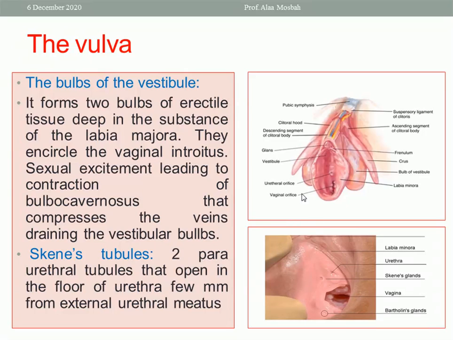Okay. What about the Skene's tubules? Skene's tubules are two paraurethral tubules that open in the floor of the urethra, a few millimeters from the external urethral meatus. You can see in this picture the Skene's gland and the external urethral meatus, and the Skene's tubules open in the floor of the urethra. And this is of course the vaginal opening, and this is the external urethral meatus, and this is the Skene's gland. So we have two paraurethral tubules.